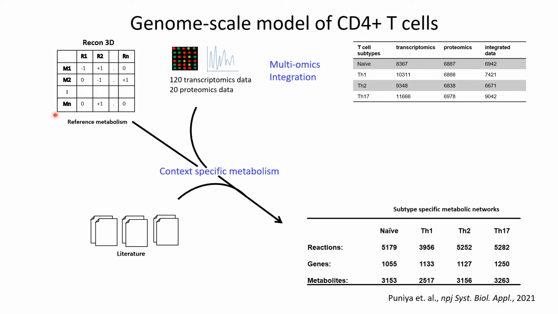Recon 3D is a generic metabolic model for human, and we used it with the data we analyzed, and we constructed context-specific metabolic models for four different T cell subtypes. In these T cell models, there were 5,000 reactions and around 1,000 genes in each model.